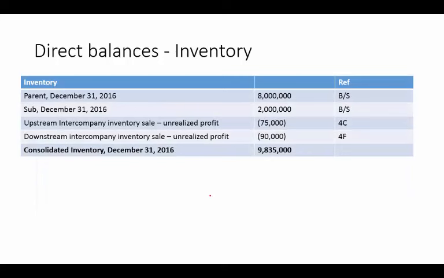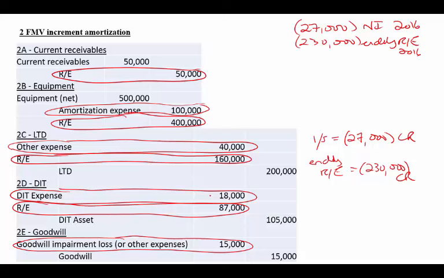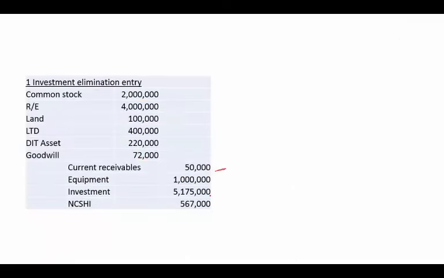So our final consolidated inventory comes from parent and sub's books. And then we've got two amounts decreasing the inventory values for the unrealized profit from those two intercompany inventory transactions. Next we have equipment. For equipment, we have to go all the way back to our first elimination entry, our investment elimination entry, because equipment was one of the accounts where there was a fair value decrement in this case.